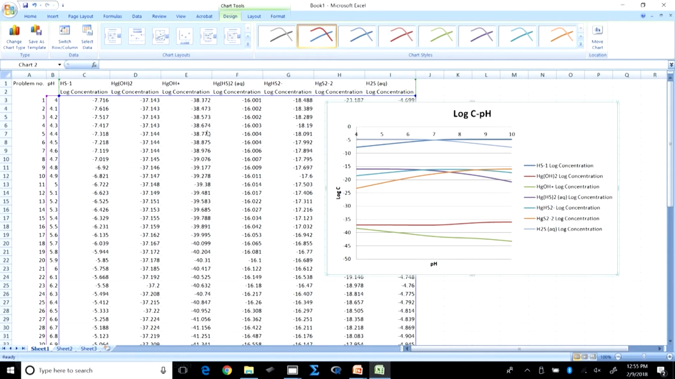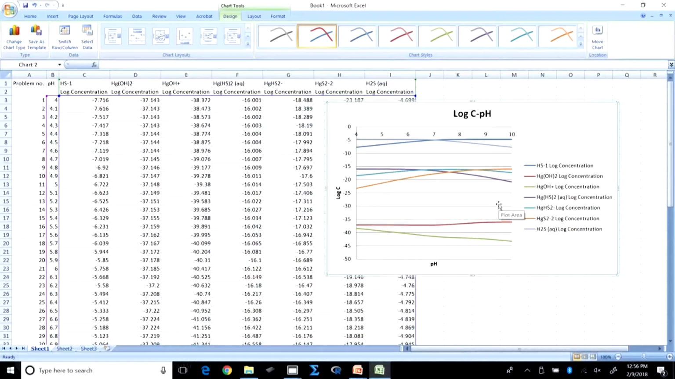And here we now have the log C pH graph. So log C, or the logarithm of the concentration, on the y-axis, and pH on the x-axis from 4 to 10. Let's try to understand what it is that the system is trying to tell us. Log C pH graphs allow us to take a holistic view of the system here. Let's identify which species are in general at relatively high concentrations, and which species are at remarkably low or negligible concentrations.